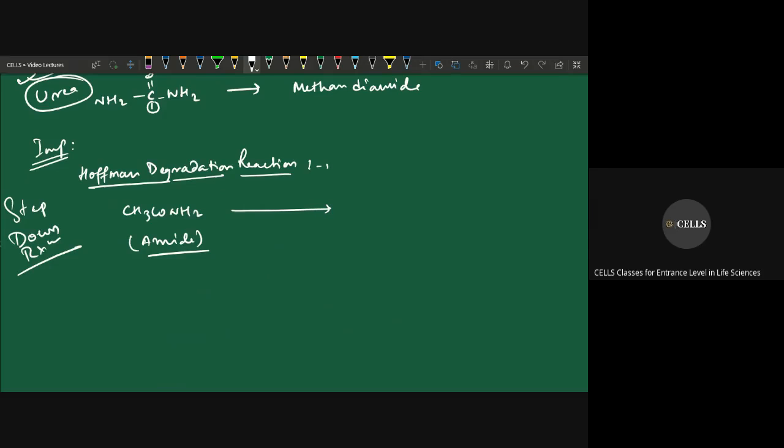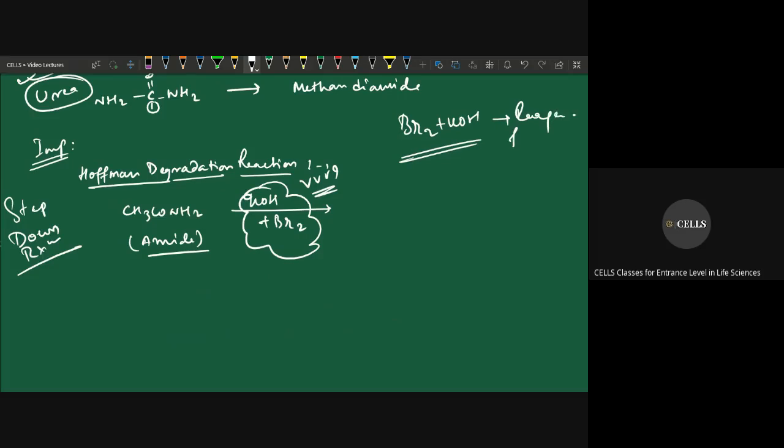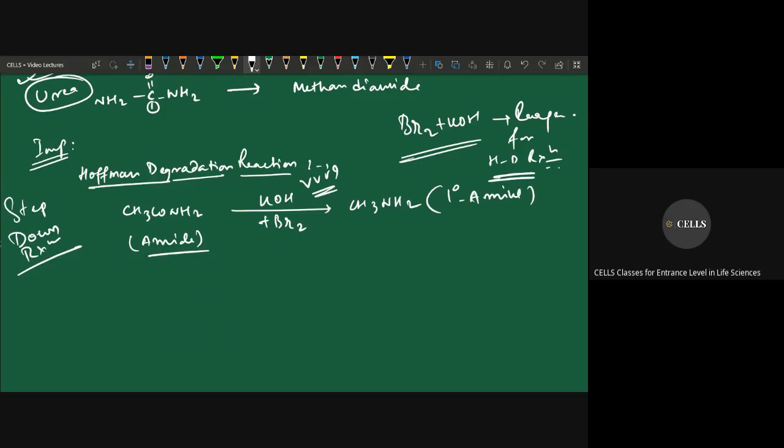You need to remember the reagents. The reagent is KOH plus bromine, Br2. Very, very important. Br2 and KOH is the reagent for Hofmann degradation reaction. You just remove this CO and you will get CH3NH2, a primary amine. How many carbons were there? 1, 2. There is only one now. Degradation reaction. Remember this.